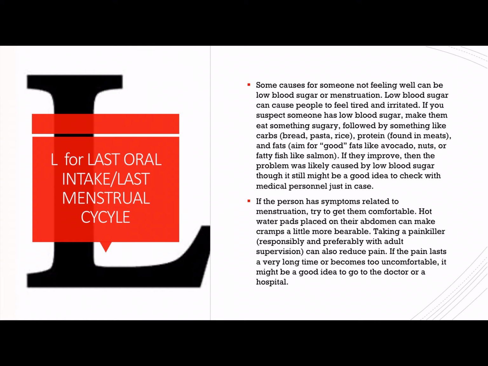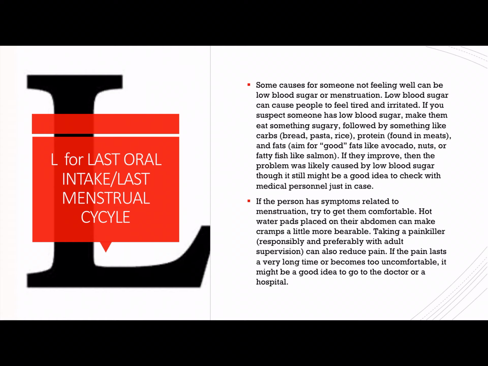If you suspect someone has low blood sugar, make them eat something sugary, followed by something like carbs, found in bread, pasta, and rice, protein, found in most meats, and fats. Aim for good fats like avocado, nuts, or fatty fish like salmon. If they improve, then the problem was likely caused by low blood sugar, though it still might be a good idea to check with medical personnel just in case.